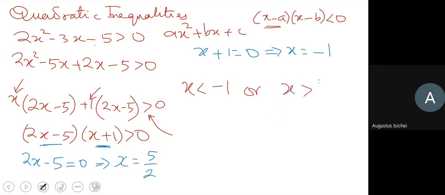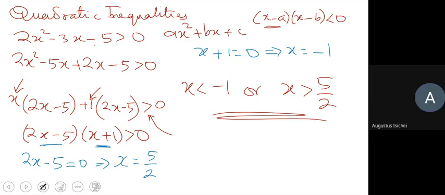That's the answer. Just apply that particular hint I gave you. So, since minus 1 is smaller, you will write x less than that smaller one, minus 1, or x greater than that bigger one, 5 over 2. That is the answer. So how can we express this on a number line?